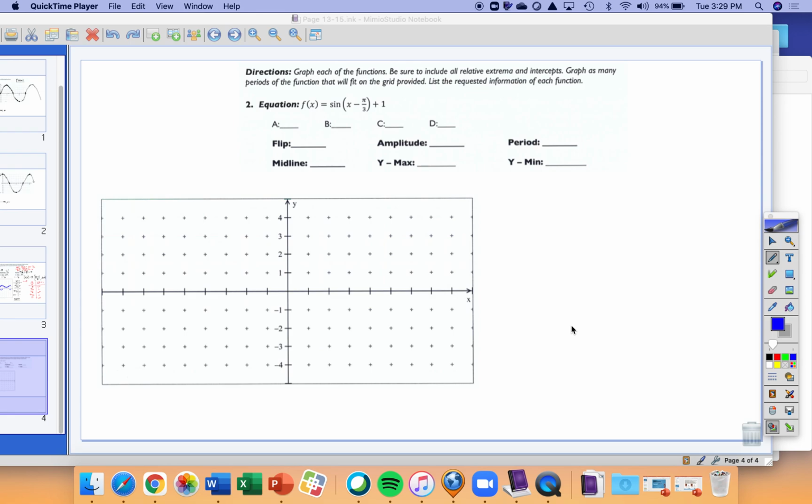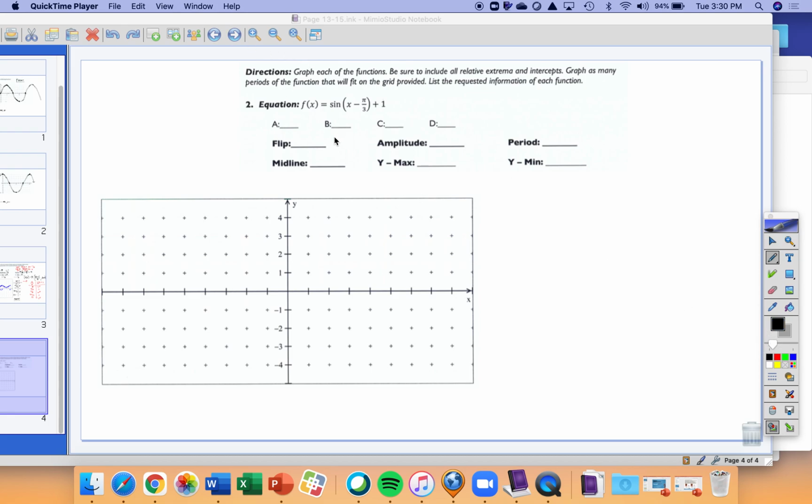Welcome back. We're going to do one more example of how to graph by transforming each point on the sine or cosine parent function. So in this one, we are looking at a sine function. And again, we want to define a, b, c, and d.